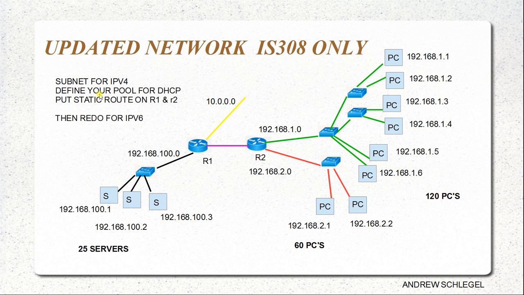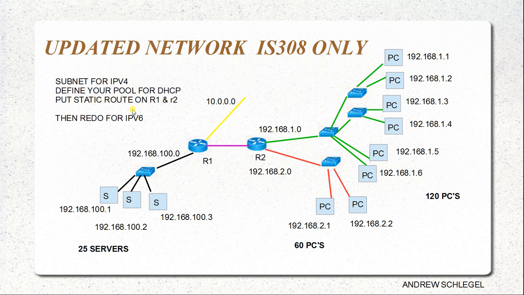So then what you need to do for the whole project, this is it. Subnet everything for IPv4, which really has been done for you. Define your pool for DHCP and say, okay, on my DHCP server here, I'm going to put my pool of addresses. So for the 192.168.1.0 pool, it's going to be from 1 to 120. And then for the 192.168.2 pool, it's going to be blah, blah, blah, whatever it is.